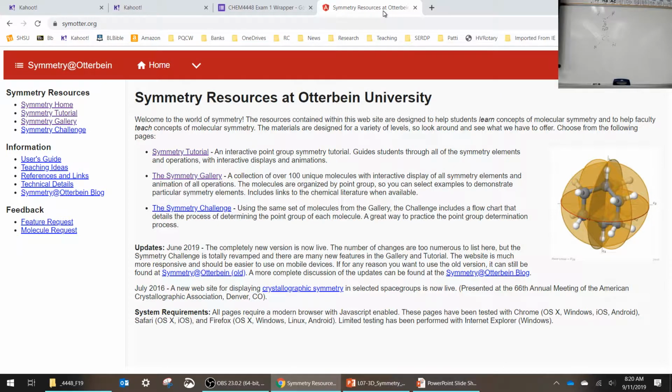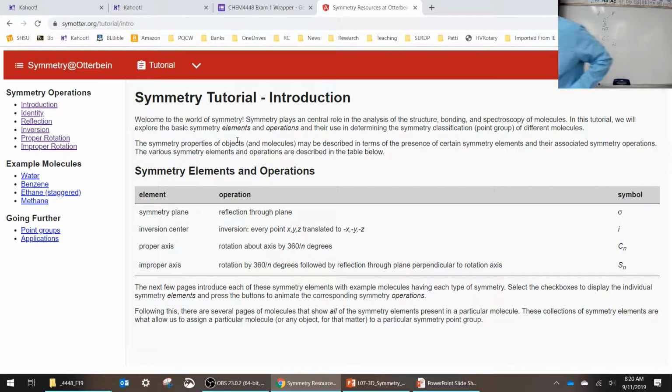So we'll go on to this symmetry tutorial. And this will walk us through the symmetry reflection planes, inversion centers, proper rotation axes, and improper rotation axes.